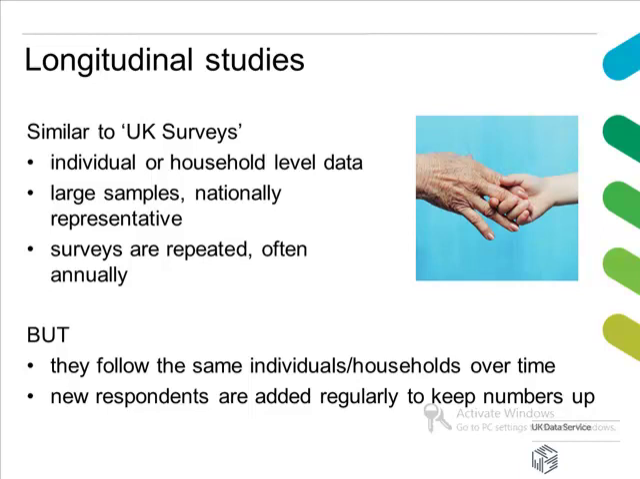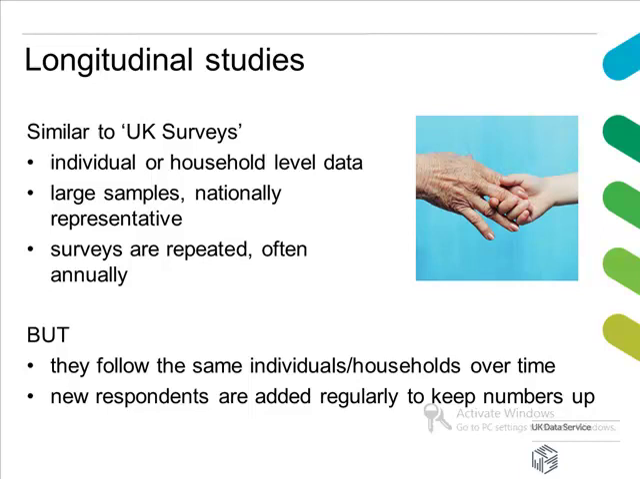Okay, now another kind of UK survey data is longitudinal studies. These are similar to what I've just told you about in the sense that they tend to be at the individual or household level. They have very large samples, they're nationally representative, and they're often repeated, often annually repeated. But the reason why they're called longitudinal and why they're different from the ones I was just talking about is because they actually do follow individuals over time. So they'll ask the same people the same questions over time. So instead of seeing aggregate change, so within a whole population, those are really good for looking at individual change.